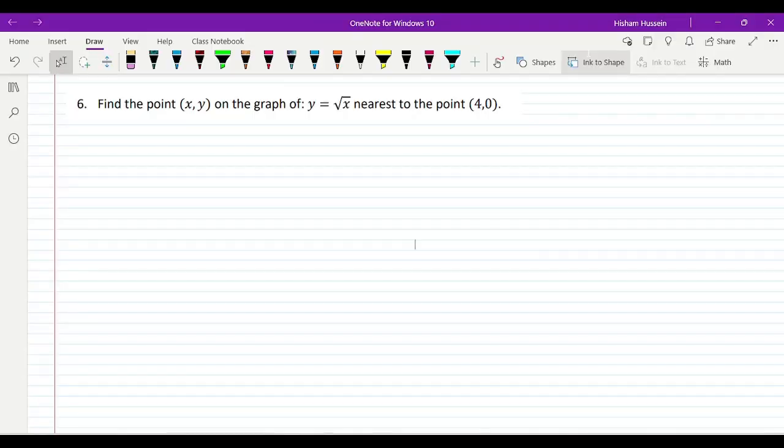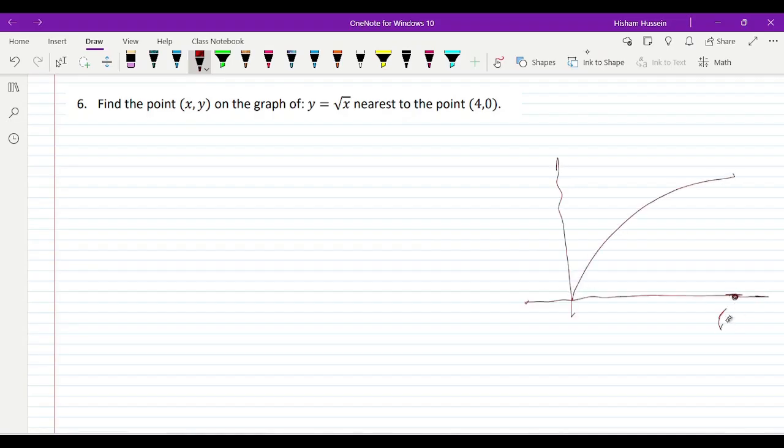Find the point x and y on the graph y equals root x that is nearest to the point (4, 0). X equals 4, y equals 0. Here, this is y equals root x. This is the point (4, 0) that he is talking about. So he is looking for this point, x and y.